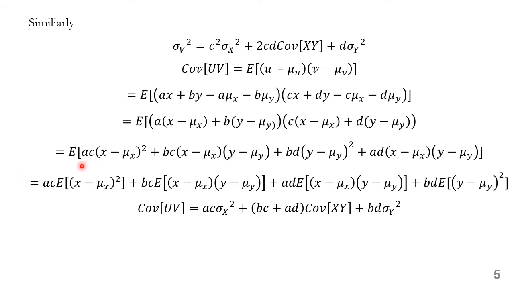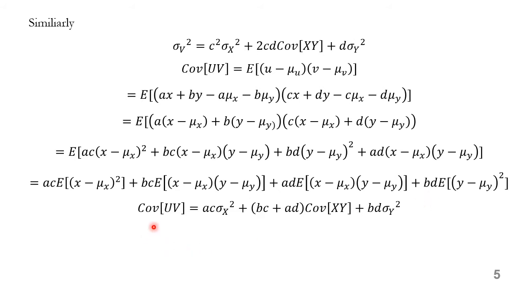Therefore we have the expectation of ac (X minus mu x) whole squared plus bc (X minus mu x)(Y minus mu y) plus bd (Y minus mu y) whole squared plus ad (X minus mu x)(Y minus mu y). So we have ac expectation of (X minus mu x) whole squared plus bc expectation of (X minus mu x)(Y minus mu y) plus ad expectation of (X minus mu x)(Y minus mu y) plus bd expectation of (Y minus mu y) whole squared.